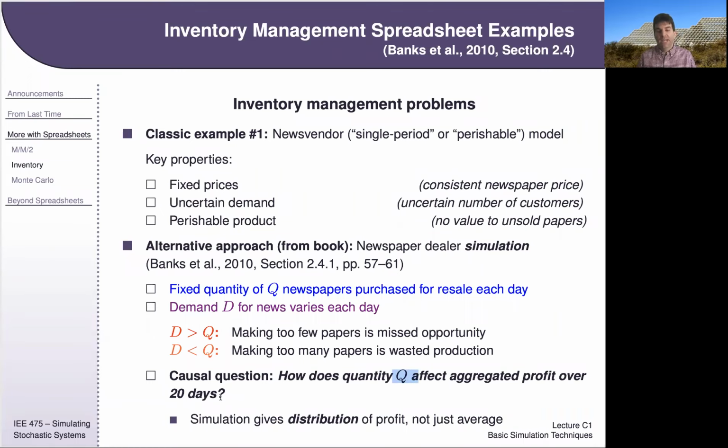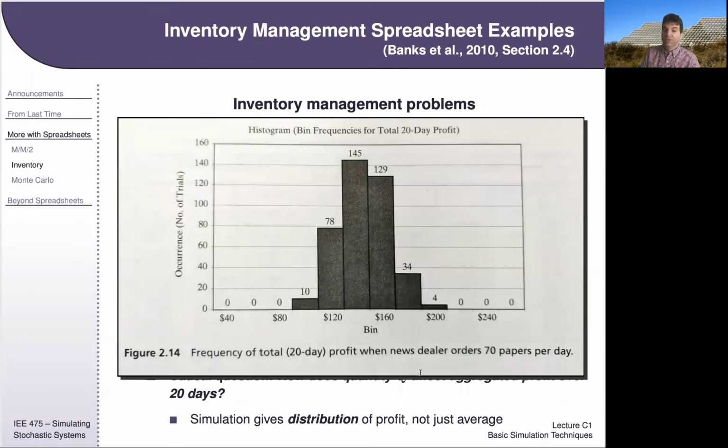And so we then ask the question, how does the quantity we buy, Q, affect our aggregated profit over 20 days? This is similar to asking about the muffin baking simulation, where we can ask how the threshold for when we put muffins in the oven affects how long the muffins wait. The simulation is going to give us a distribution of the profits we get and not just an average value, and so we can see how this Q affects that distribution.